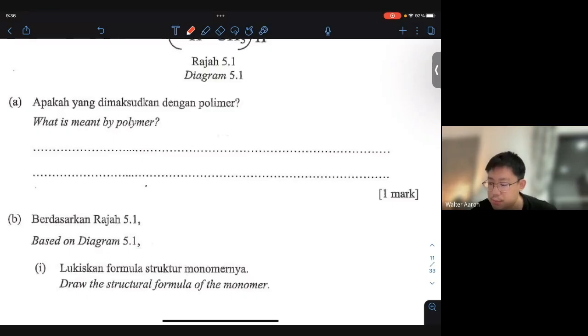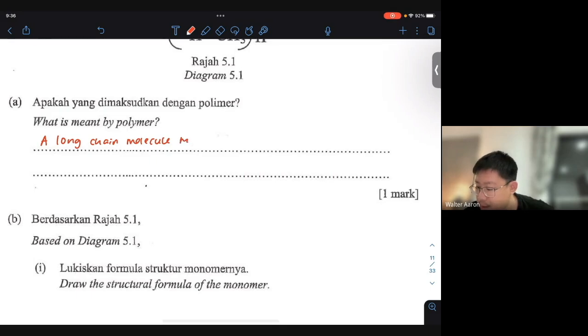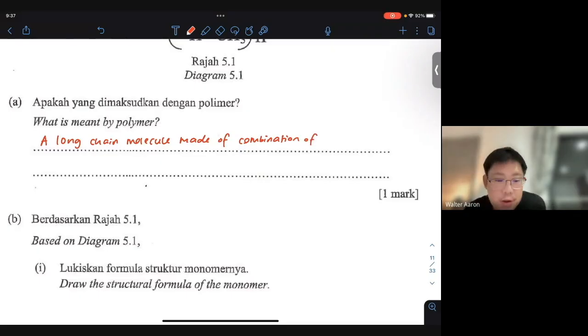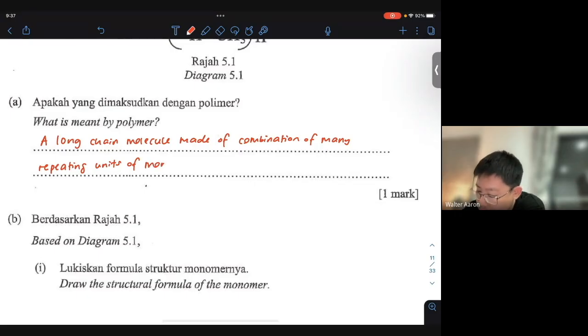So you say here a long chain molecule made of combination of many repeating units of monomers. You can put in small molecules also.